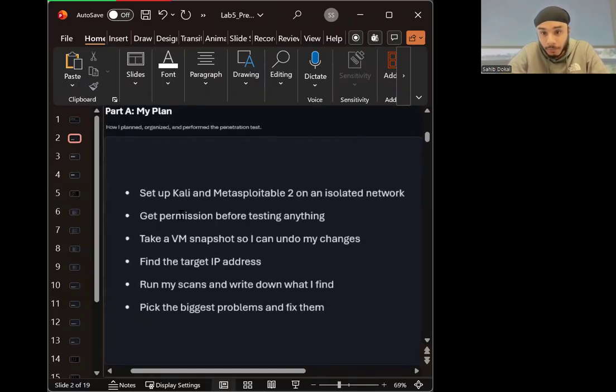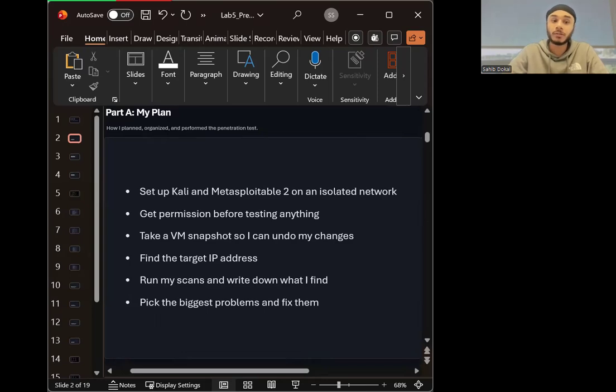Okay, so my plan. Before starting, I created an isolated lab environment using virtual machines. I found a target IP address, took a snapshot in case something went wrong, performed multiple vulnerability scans, and documented my findings and selected the highest risk issue to fix.